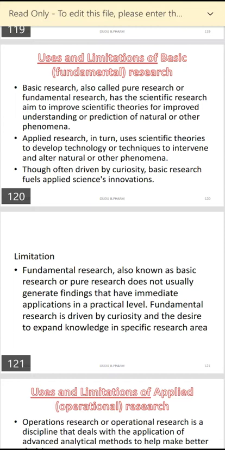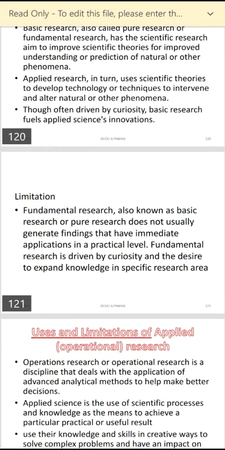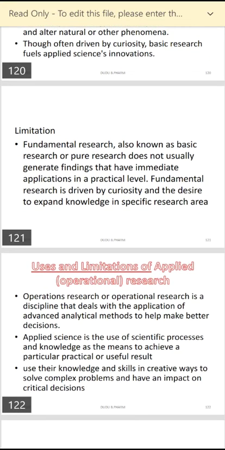Though often driven by curiosity, basic research fuels applied sciences innovations. Limitations. Fundamental research, also known as basic research or pure research, does not usually generate findings that have immediate application at the practical level. Fundamental research is driven by curiosity and desire to expand knowledge in a specific research area.